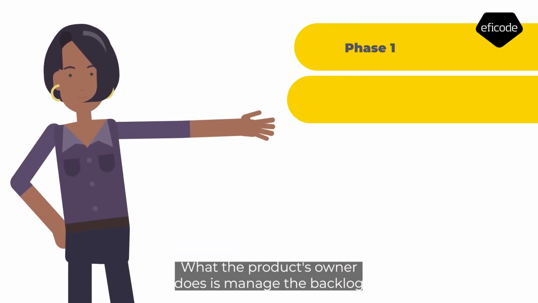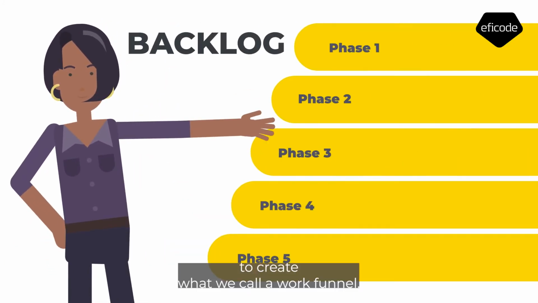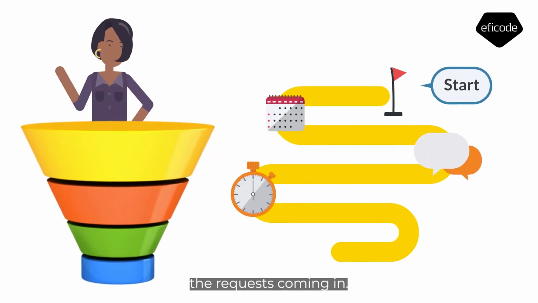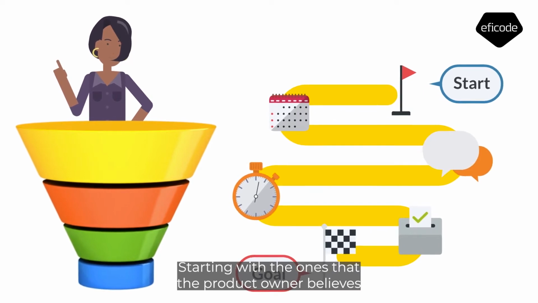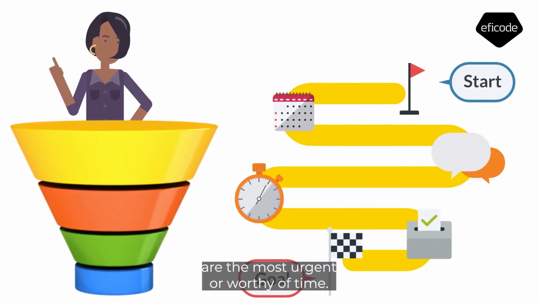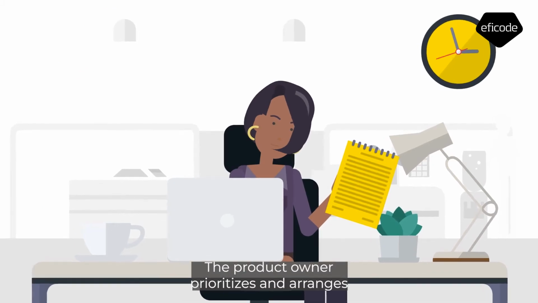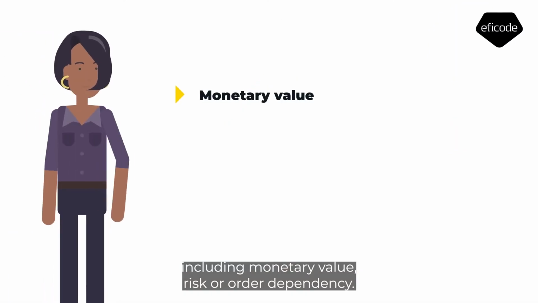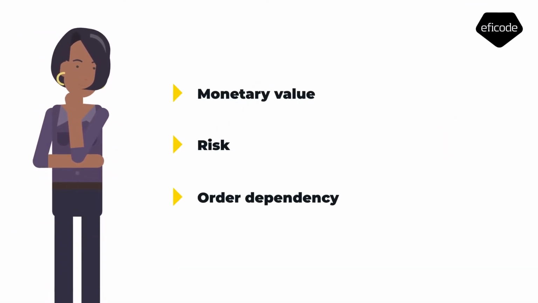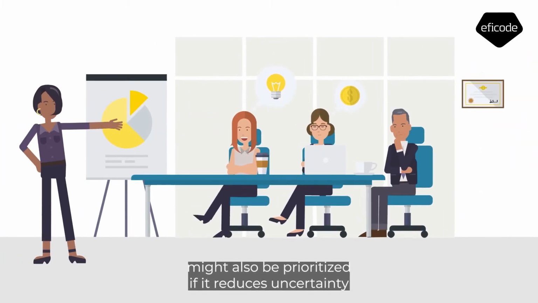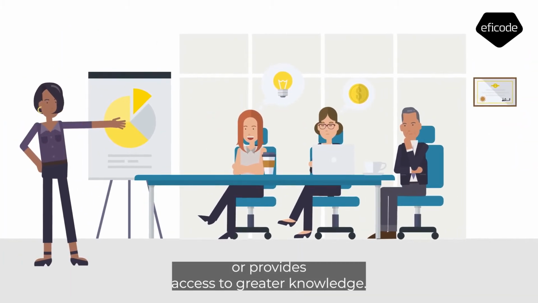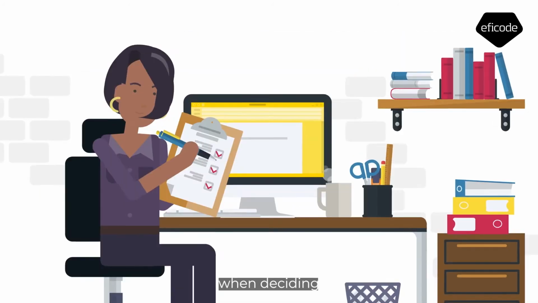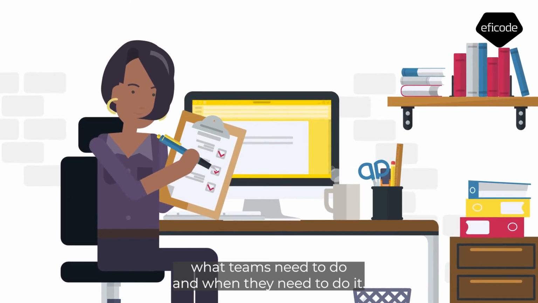What the product owner does is manage the backlog to create what we call a work funnel. This work funnel orders and prioritizes the requests coming in, starting with the ones that the product owner believes are the most urgent or worthy of time. The product owner prioritizes and arranges the order based on a range of factors, including monetary value, risk, or order dependency. A request might also be prioritized if it reduces uncertainty or provides access to greater knowledge. The product owner must take all of these matters into consideration when deciding what teams need to do and when they need to do it.